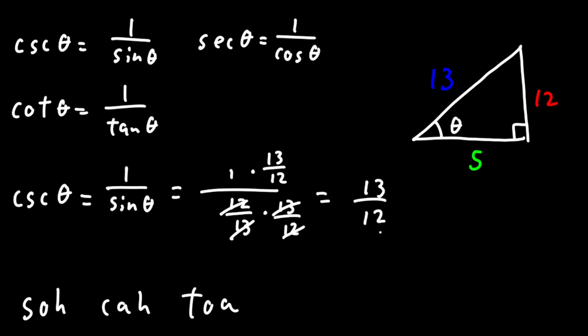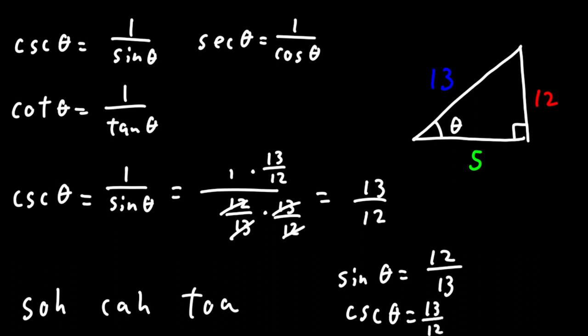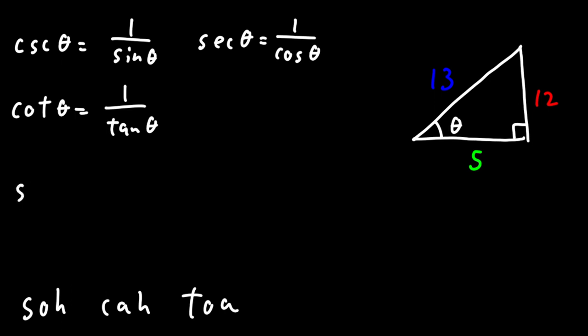Notice that we can just find sine of theta, which is opposite over hypotenuse, and we can flip the numerator and the denominator. So cosecant of theta is just 13 over 12. Now let's find secant of theta. So what is secant of theta? Try this problem on your own. Feel free to pause the video.